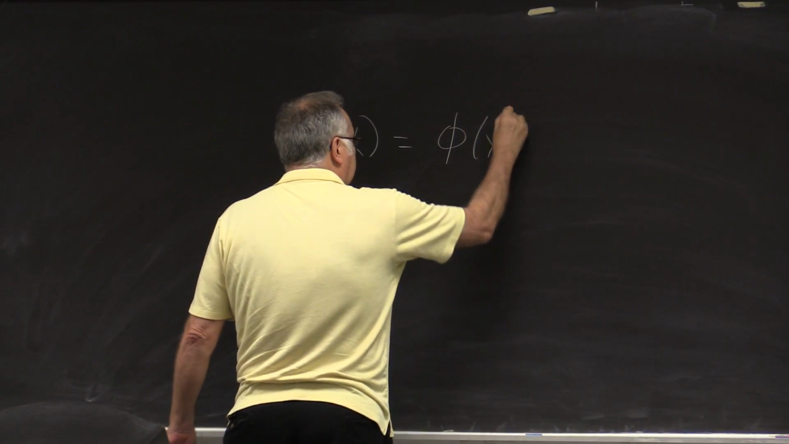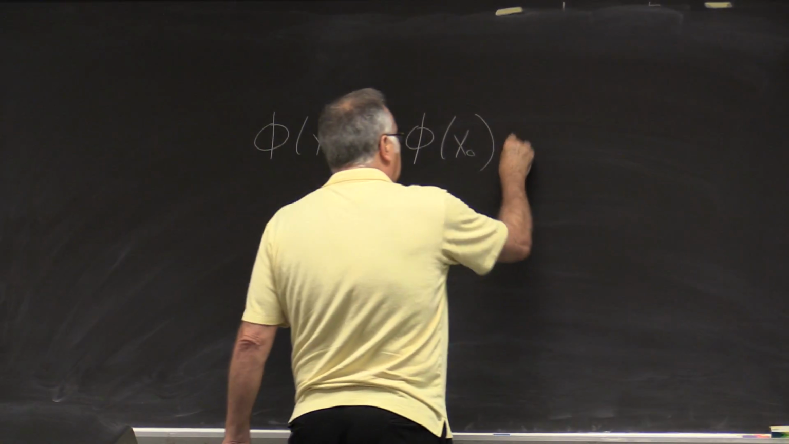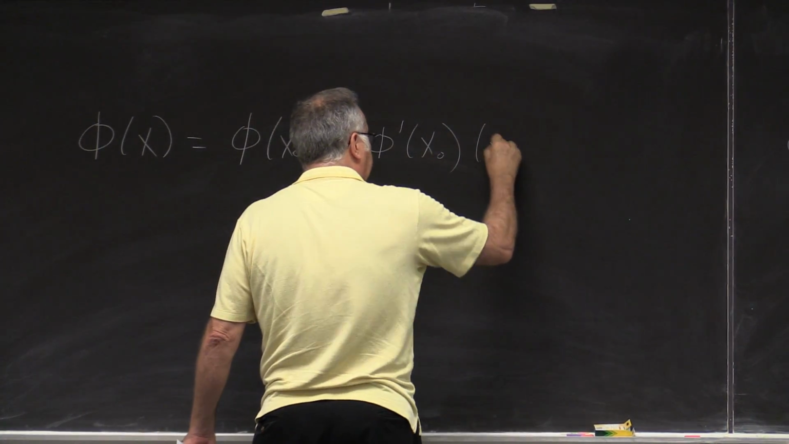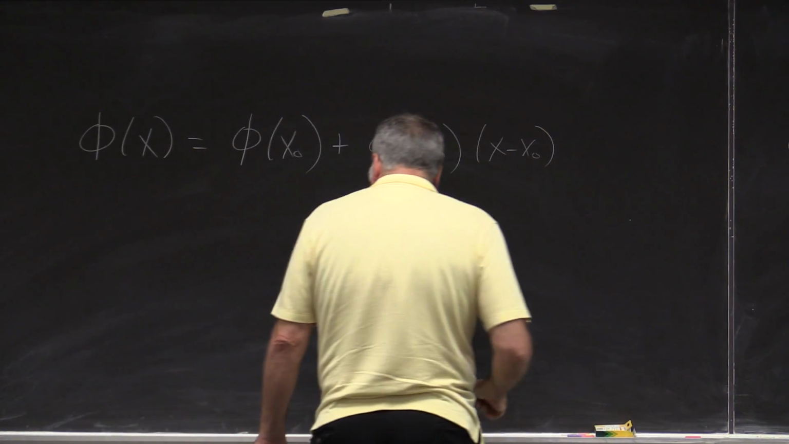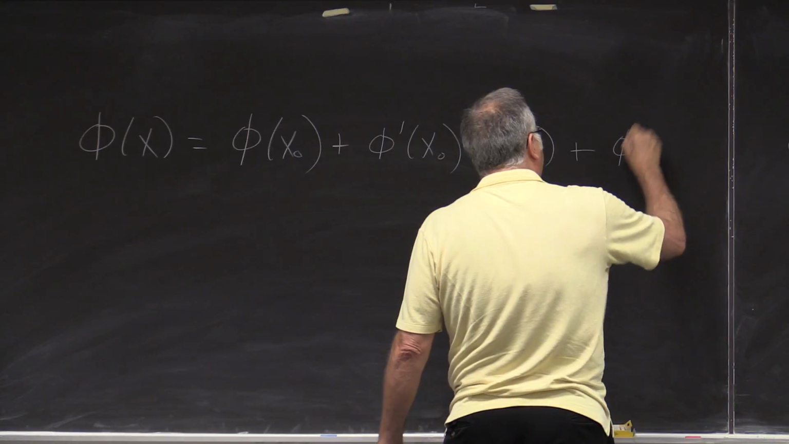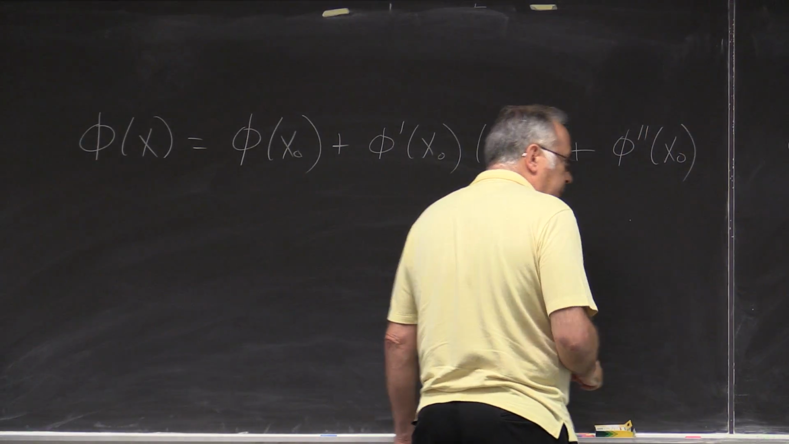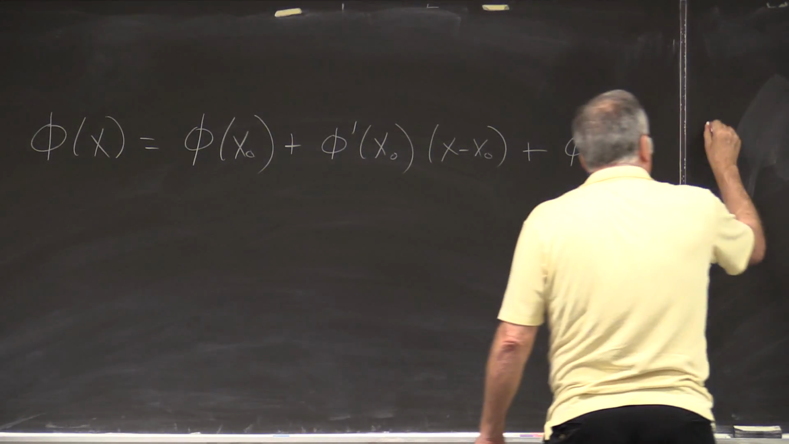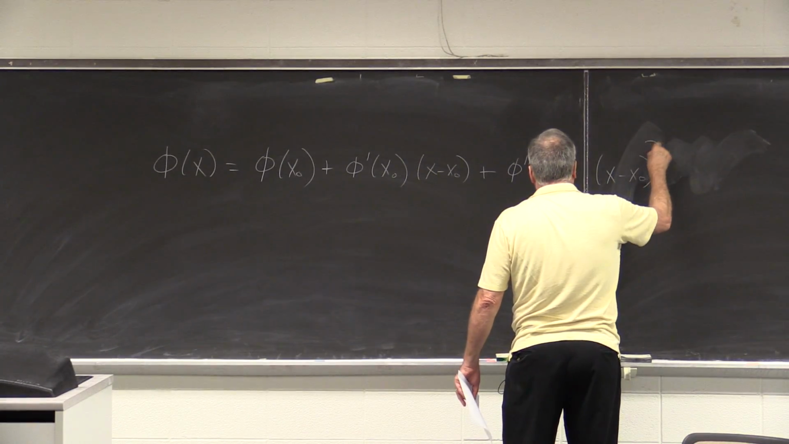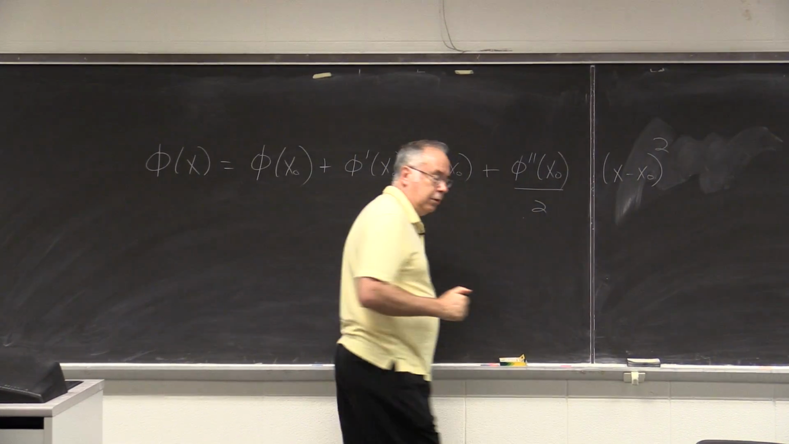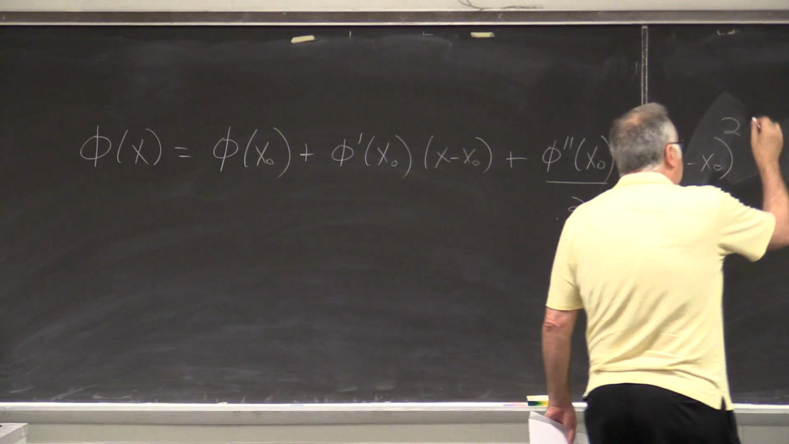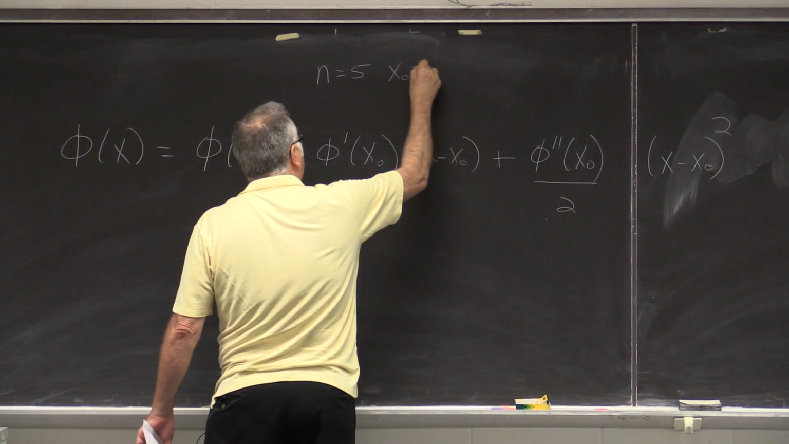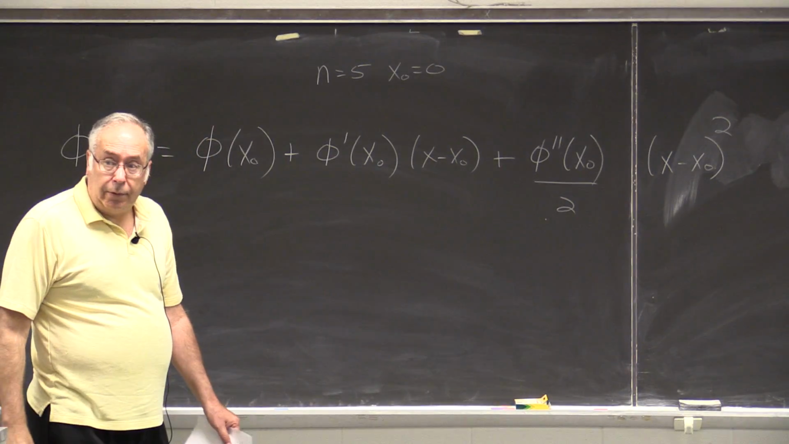Evaluate phi at x of 0, plus take the first derivative of this function evaluated at x of 0 times x minus x of 0, plus the next term would be the second derivative evaluated at x of 0 times that squared, and we have to divide this by 2 factorial, which is 2. We're going to let n equal 5 here. And we're also going to later on put in x of 0 equals 0.